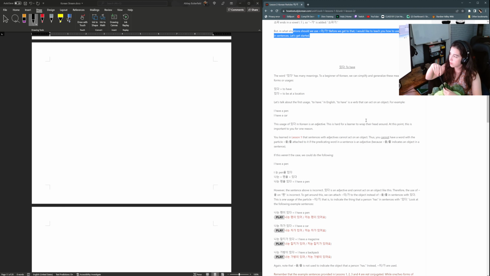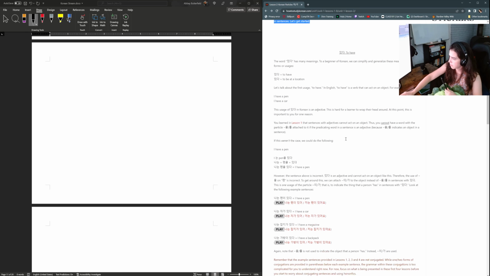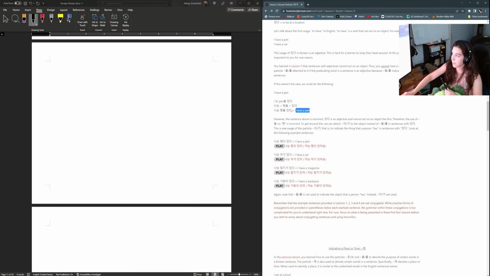In lesson 1, the sentences with adjectives cannot act on an object. Thus, you cannot have a word with the particle ul attached to it if its predicating word in a sentence is an adjective, because ul and reul indicate an object in the sentence. So they gave us an incorrect example, which is 나는 펜을 있다, I have a pen, which is not correct. Because we can't have objects in the same word as an adjective.